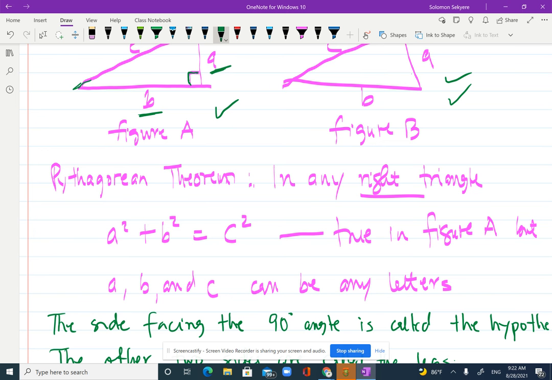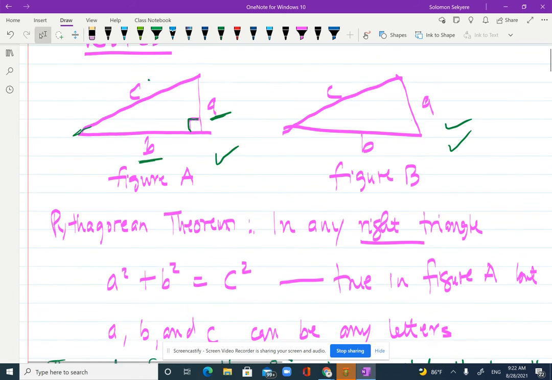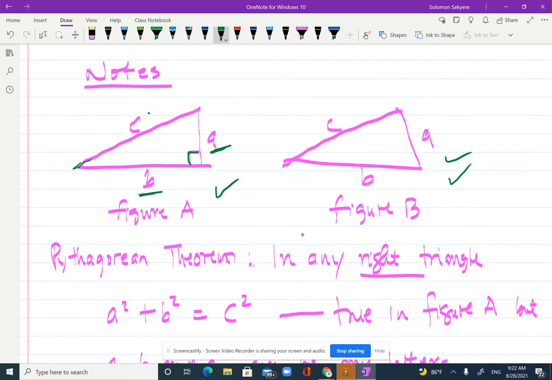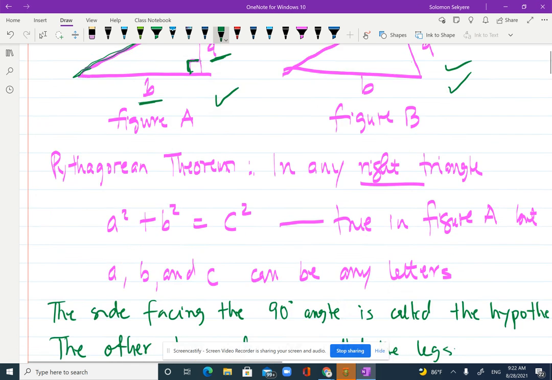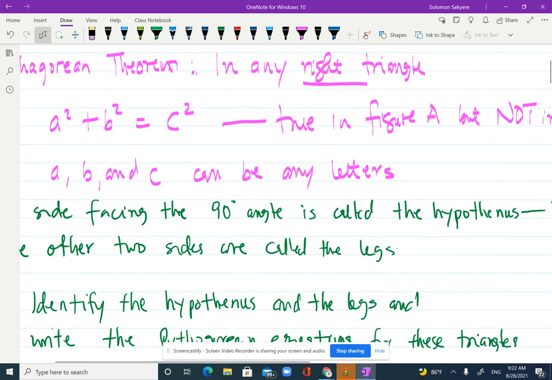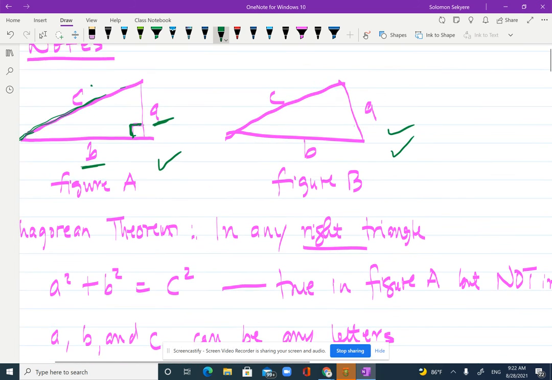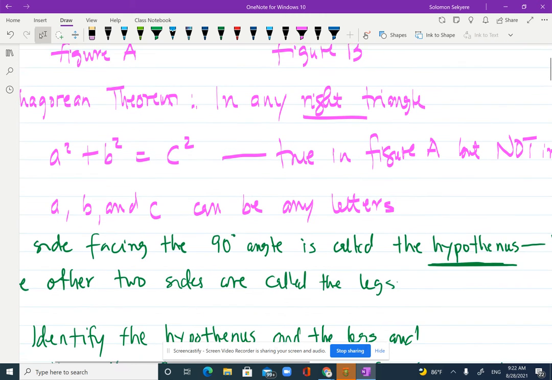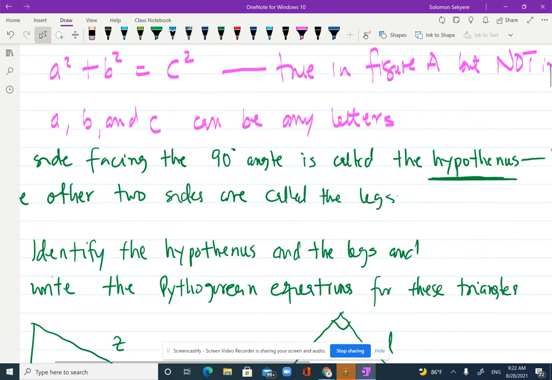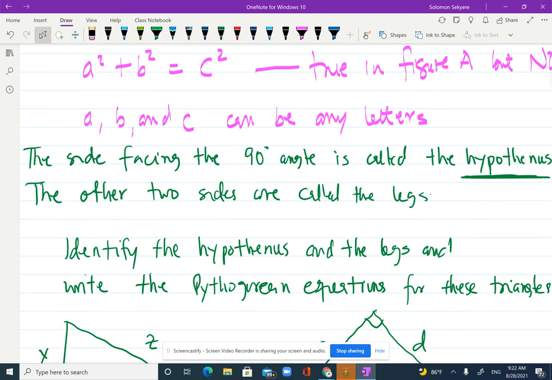Regarding this triangle here, the side facing this 90 degrees, this side here, is called the hypotenuse. That's it. It's called the hypotenuse. And then the other two sides are just called what? The legs. So always just find your hypotenuse and the legs and then apply the equation.